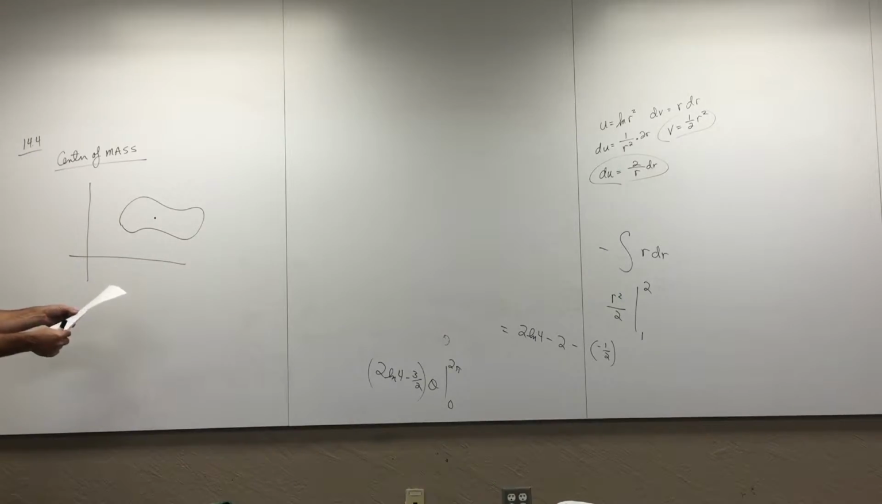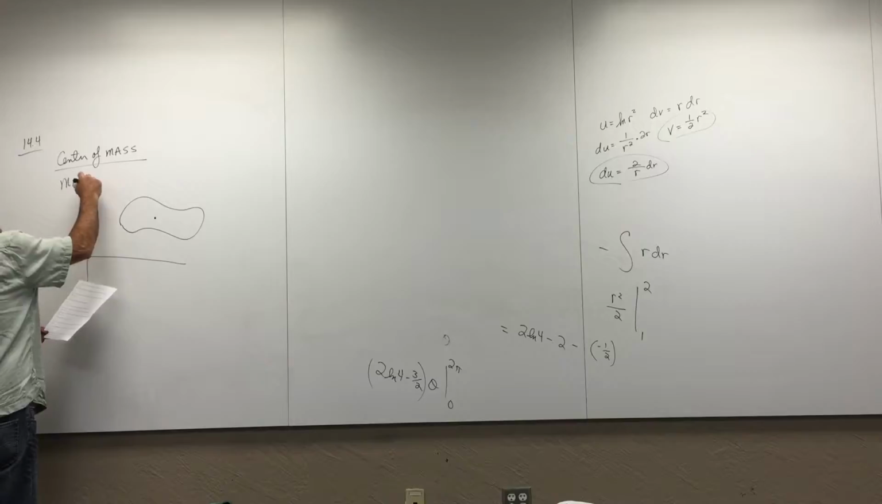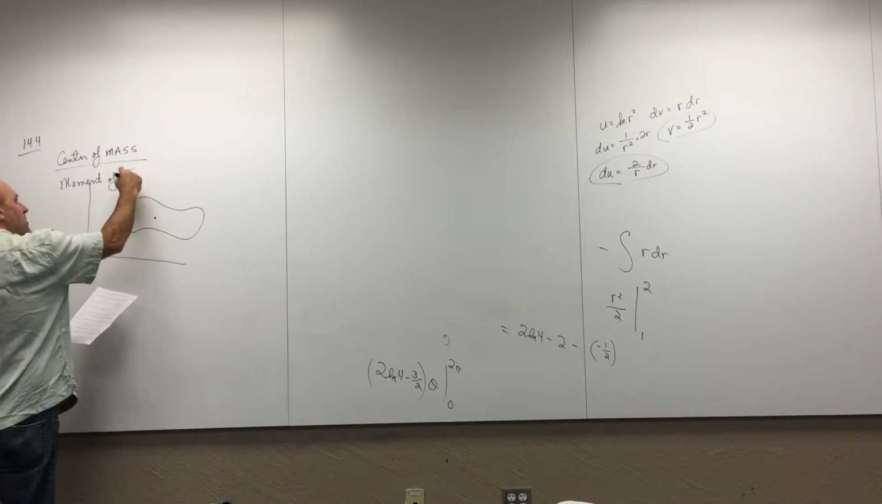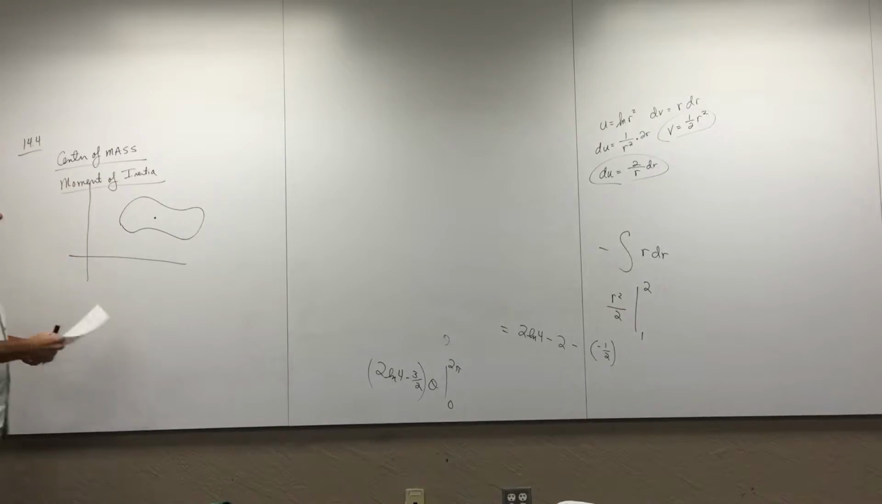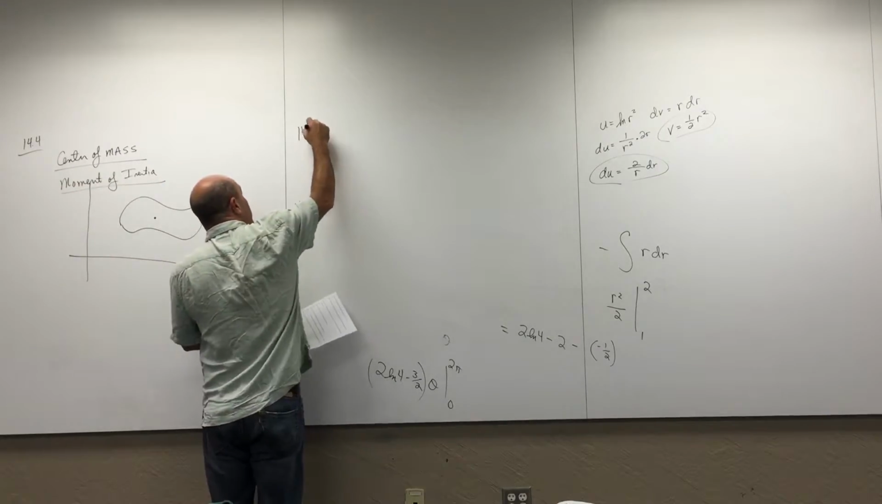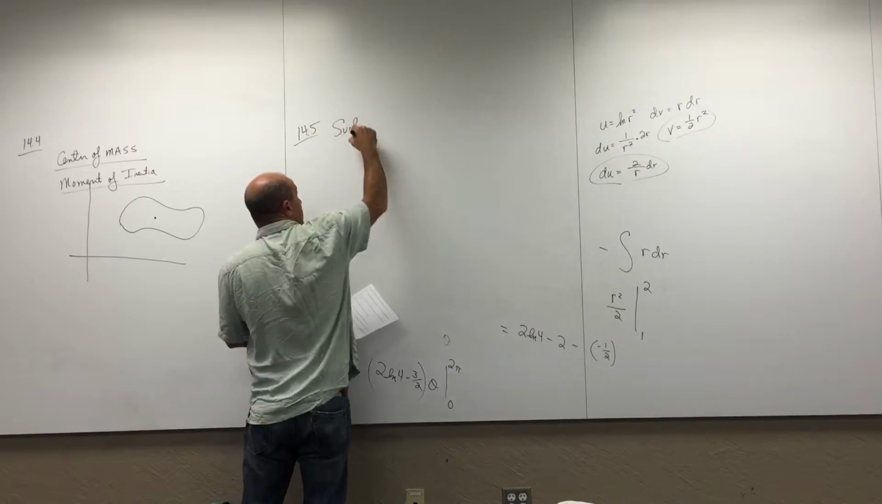I'm not going to write all these on the board. They're in your book. Then I can find moments of inertia. After I find centers of mass, I can find moments of inertia. So I can do all this with double integrals. In 14.5, I can do something else. I can do surface area.